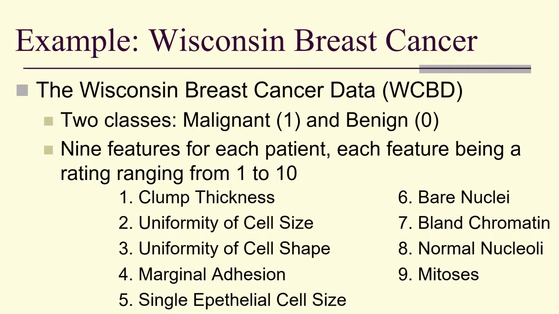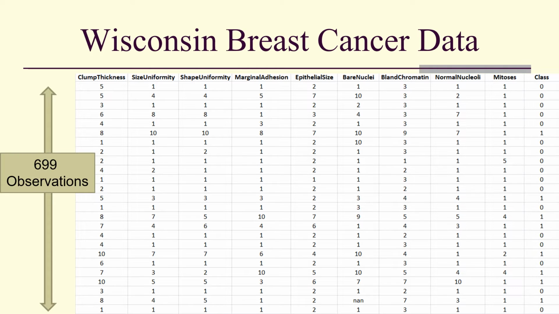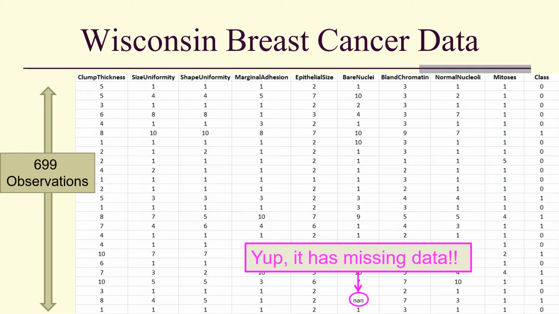Let's look at an example, the Wisconsin breast cancer data set. This has two classes, malignant and benign, and 9 features for each patient, each feature being a rating ranging from 1 to 10: clump thickness, uniformity of cell size, uniformity of cell shape, and so on. Here is what our data looks like. There are 699 observations, and there is missing data.